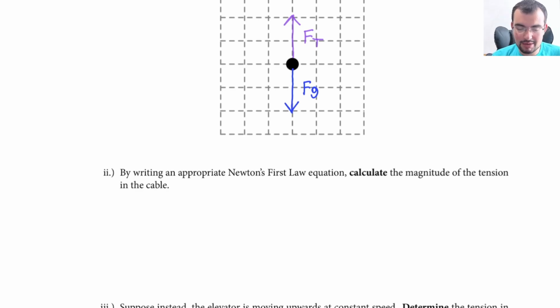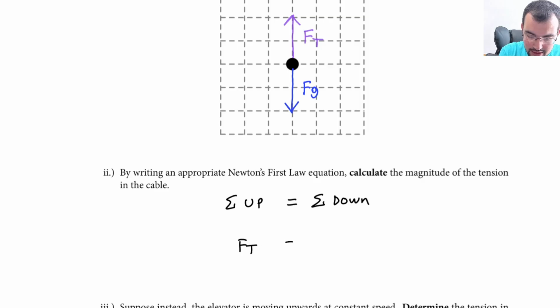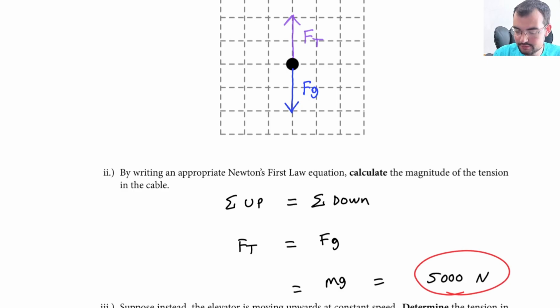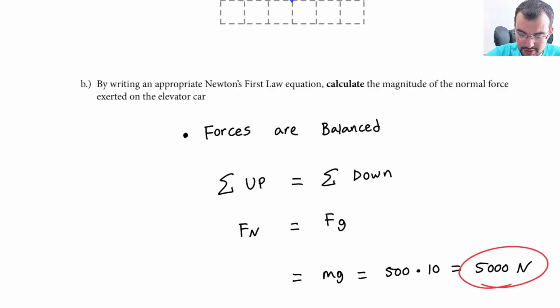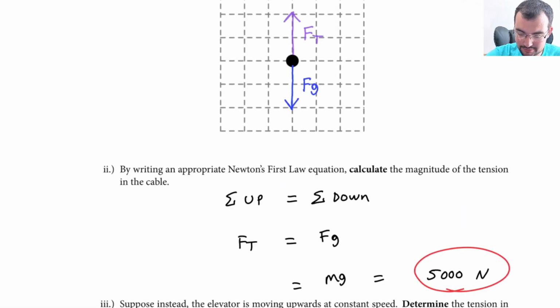We can probably guess what's going to happen here. All that happened was tension is now serving the role that normal force did. So again, we can say that the sum of the upward forces is equal to the sum of the downward forces. The tension force up must balance the gravitational force down. So it's mg again, which is still 500 times 10, which is still 5,000 newtons. Notice the only difference is what force was supplying the balance.